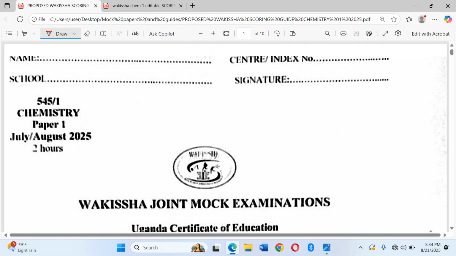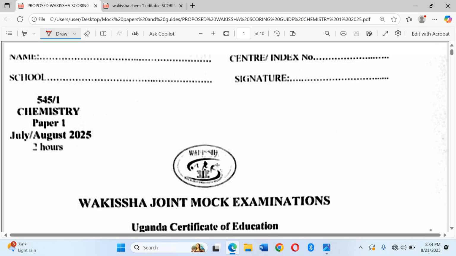In this session, I'll be taking you through the scoring guide to Wakissha Joint Mock Assessment, Chemistry Paper 1. We have been going through a number of mock assessments of 2025, and today I've come with another set of assessment of Chemistry Paper 1, and that is for this body called Wakissha Joint Mock Examination.